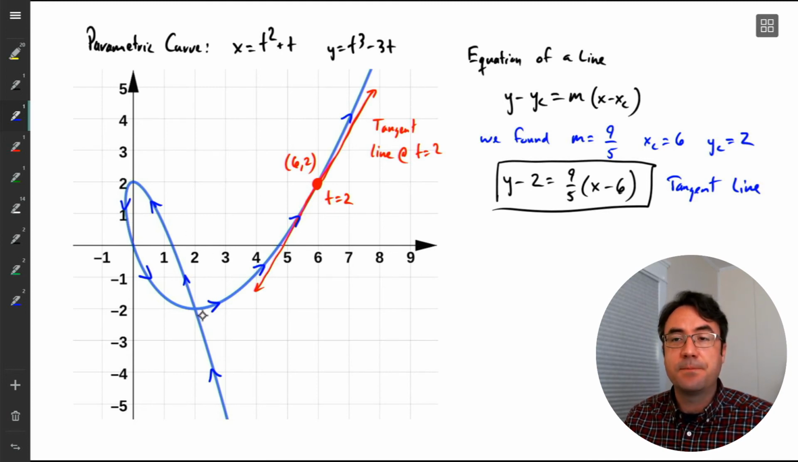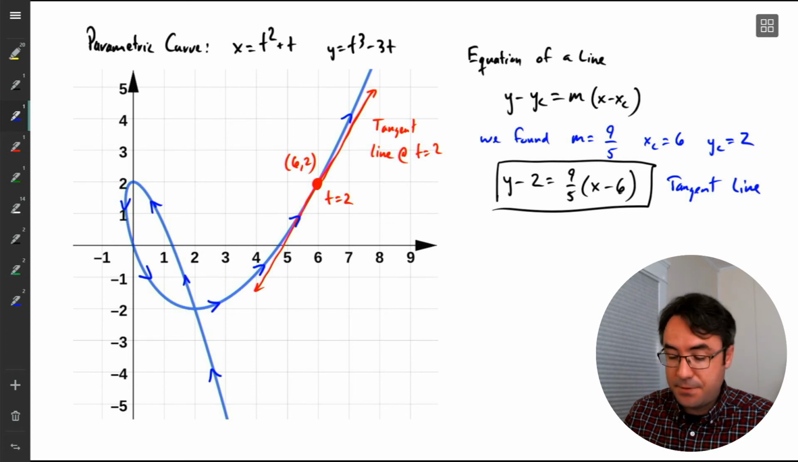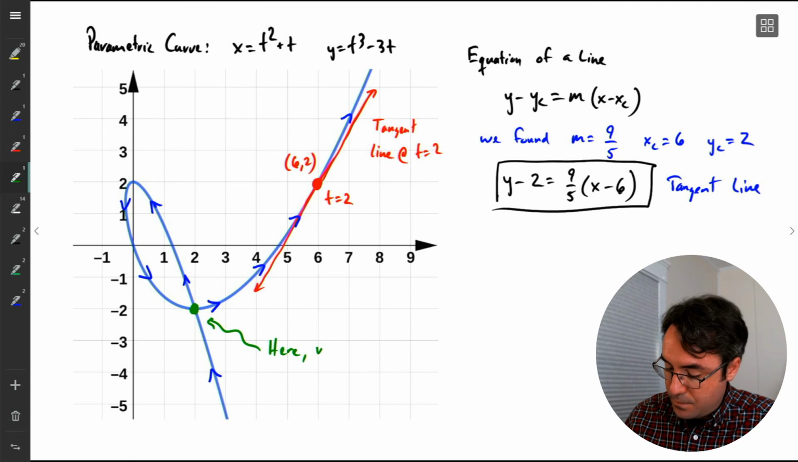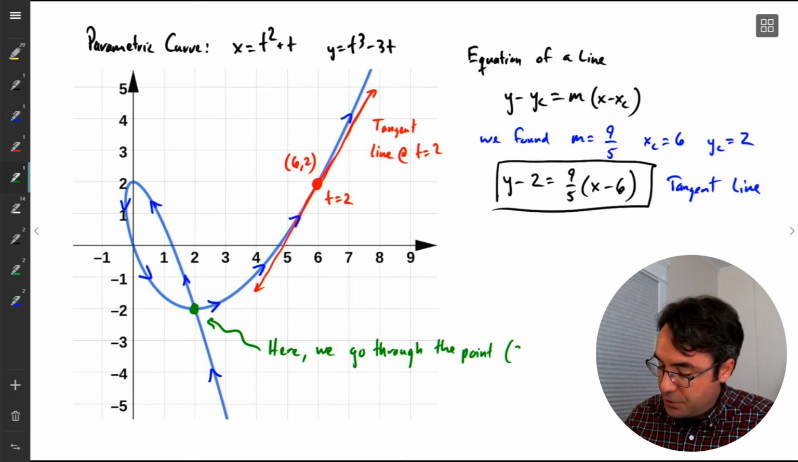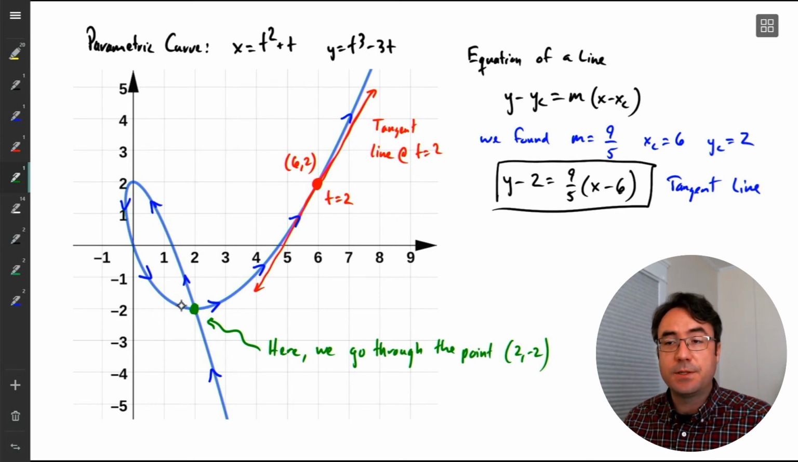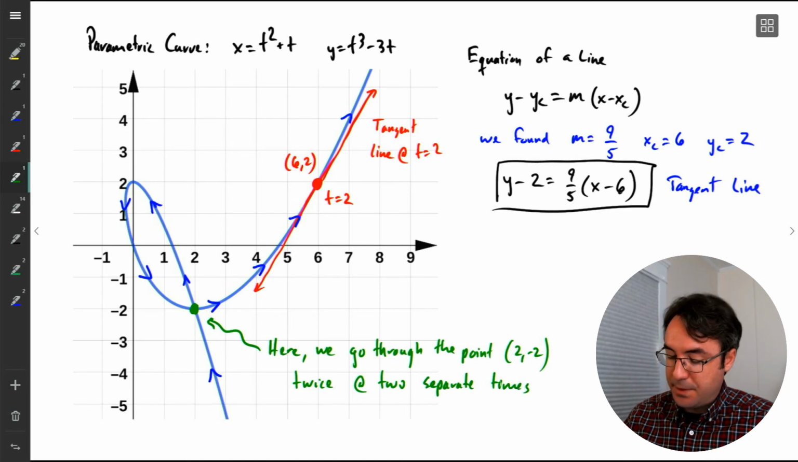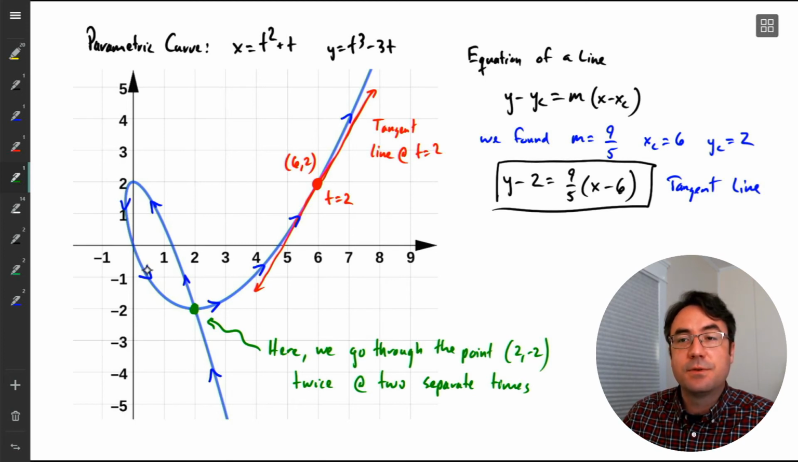But there's a lot of other interesting points here. And you notice that with a parametric curve, you can go through the same point twice, just at different times. So here, this is an interesting point. It looks like the point 2, negative 2. So we actually go through that point what looks to be twice, at 2 separate times. So if you're tracing this out, if we start down here, we go through that point once, and we keep going, particle's moving around. We go through that point again. Now it's at a different time, and then it keeps going from there.